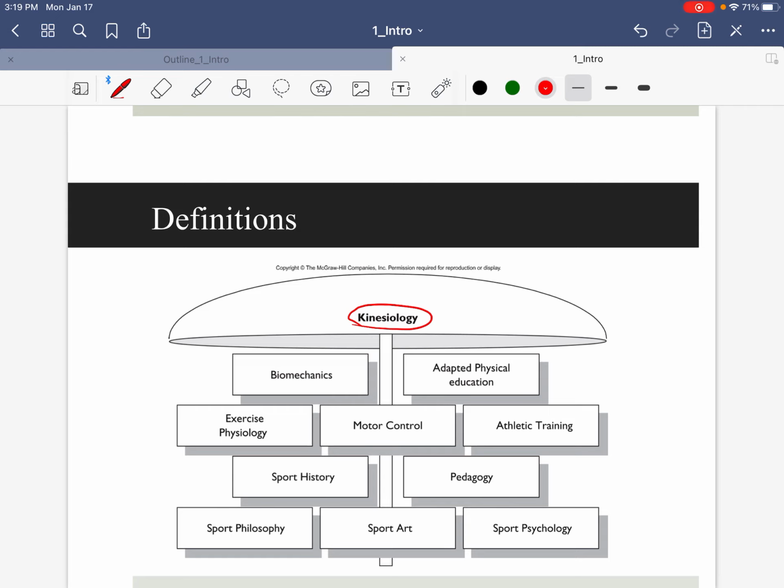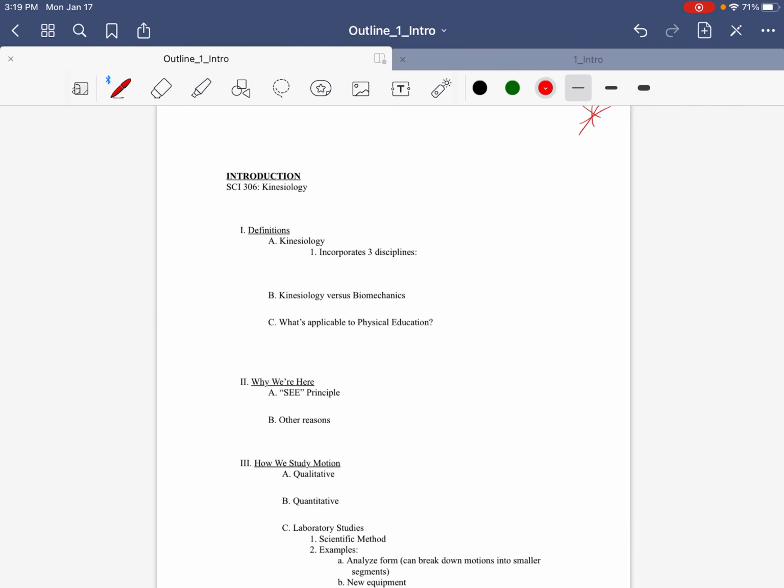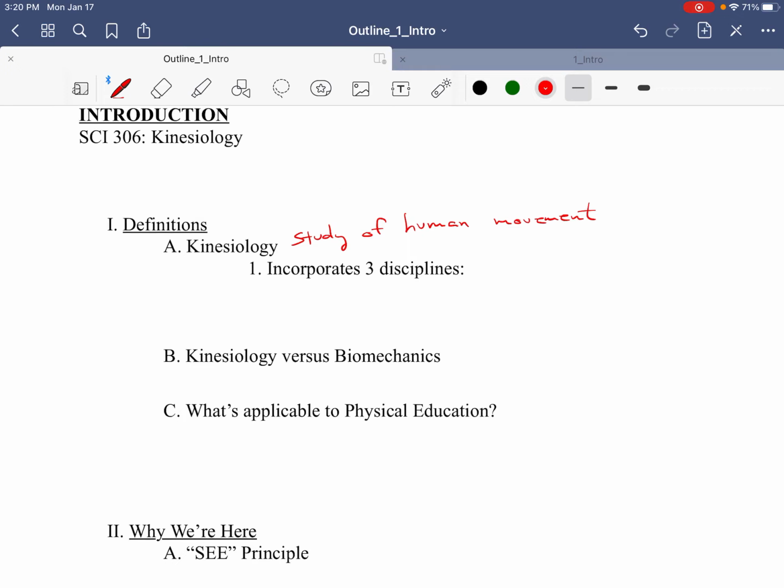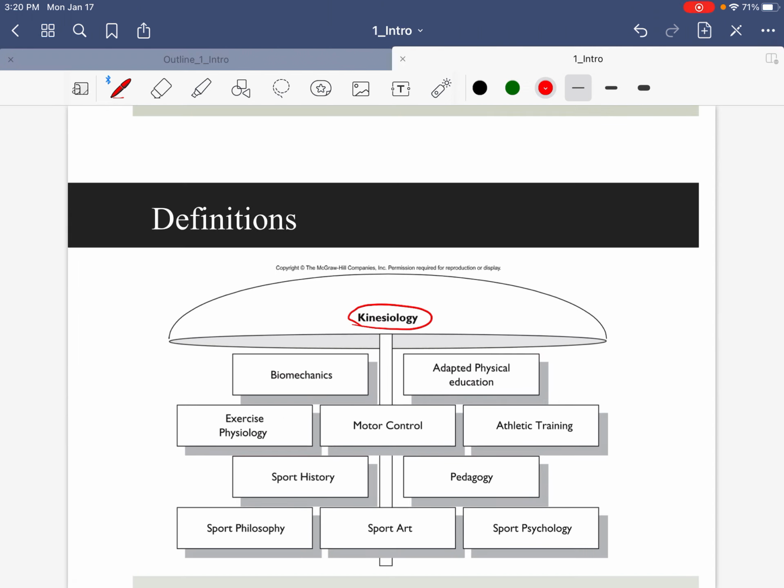If we were just going to define kinesiology as simply as we could, here's what I would say. The study of human movement. And you'll see it defined other ways, but this is the simplest, right? So in this course, we're really going to be talking about movement. And of course, when we talk about human movement, it can incorporate the biomechanics of joints. It can incorporate motor control, how our brain works with these joints. It can incorporate exercise physiology, etc.